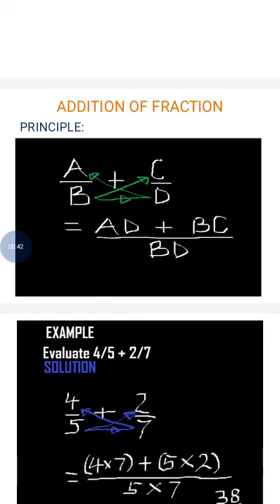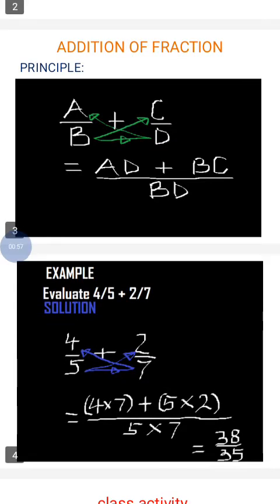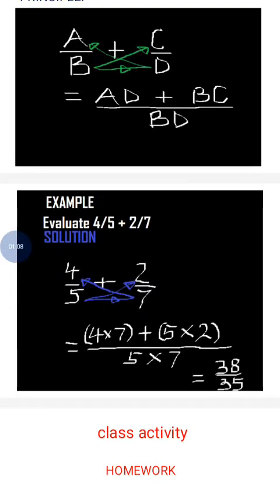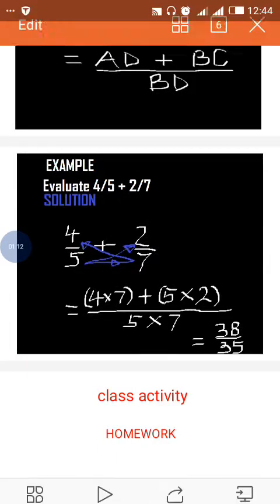What you do is you follow the symbol that is written in this slide. So the numerator of the first fraction will multiply the denominator of the second fraction. So a times d is ad, plus b times c is bc. Now that becomes your new numerator, and your denominator becomes b times d, which is bd. So now we can apply this principle in an example.